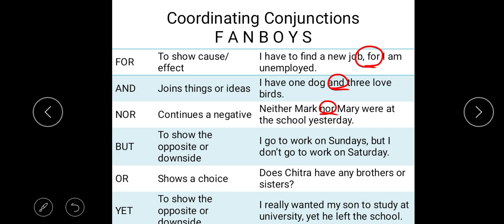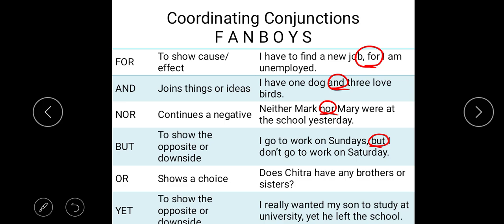And next comes but. But shows the opposite or downside. I go to work on Sundays, but I don't go to work on Saturdays. So you work on Sundays, but you don't work on Saturdays. So but gives you the opposite idea. Like, I like chocolate, but I don't want that now. Okay, so but shows the opposite or downside.